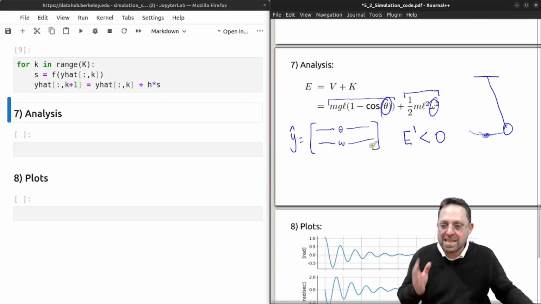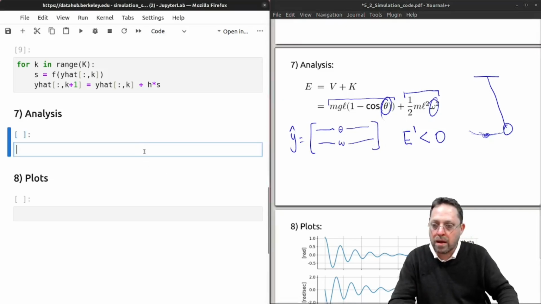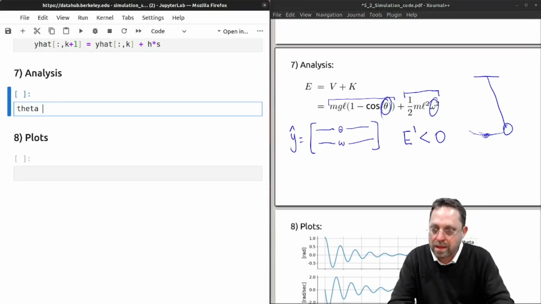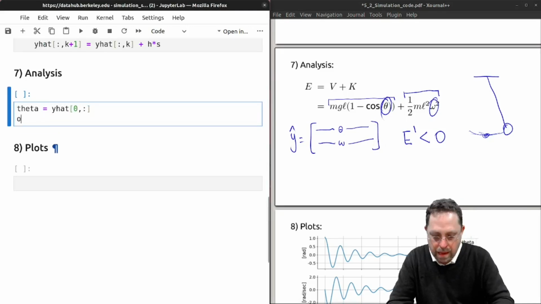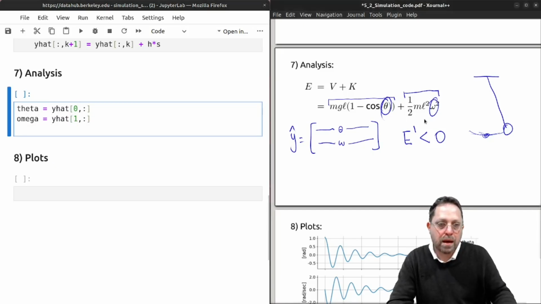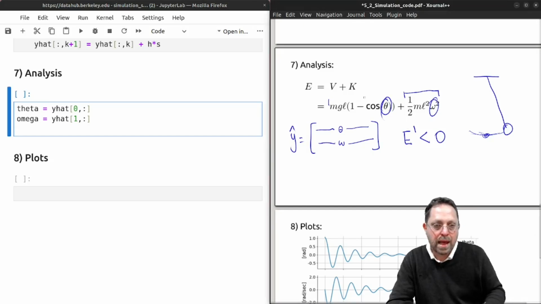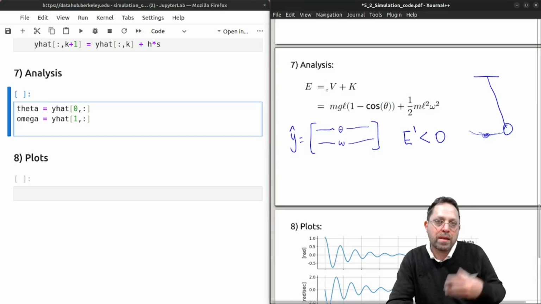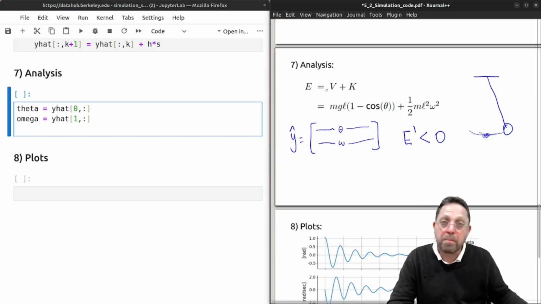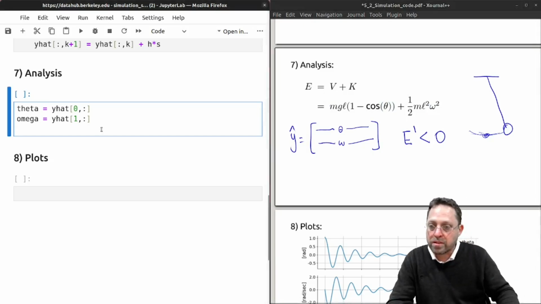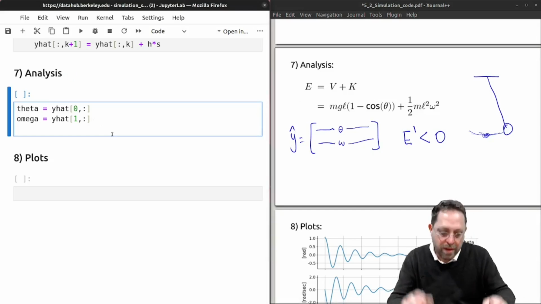So now let's extract those just so that we have a variable name for it. Theta is going to be y hat, the 0th row, and omega is going to be y hat the first row. And now we can implement this energy function relying on the element-wise operations of NumPy that we've already learned. So with that, it's just very simple to implement.